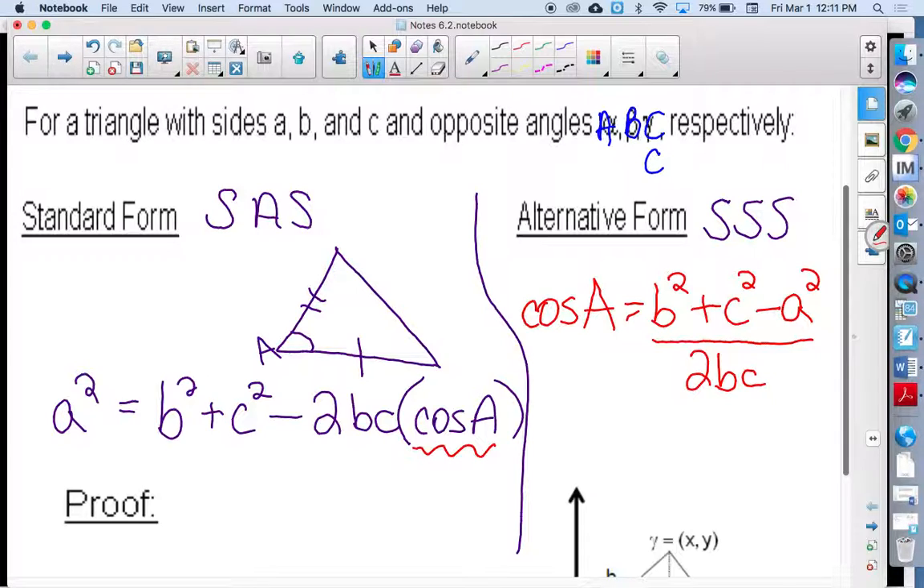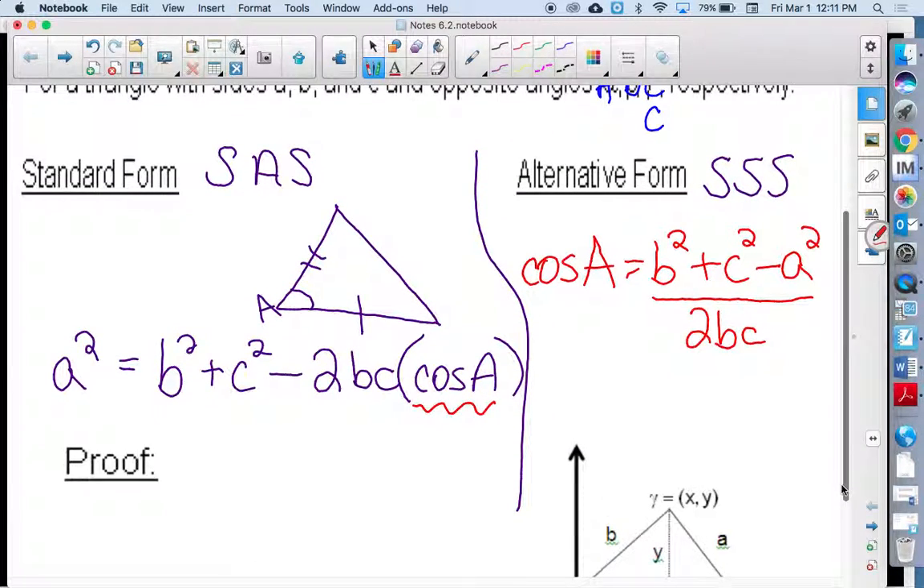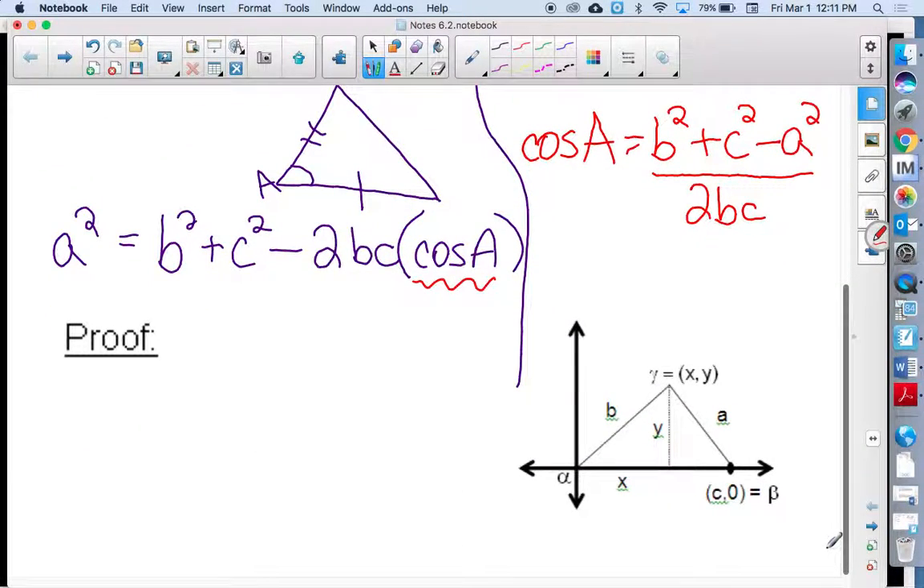We're not going to do the proof to this. It is in your book. It involves finding the sine of angle A and the cosine of angle A. It involves also the distance formula and then two of the identities, the double angle identity and the Pythagorean identity. It's a little more involved.